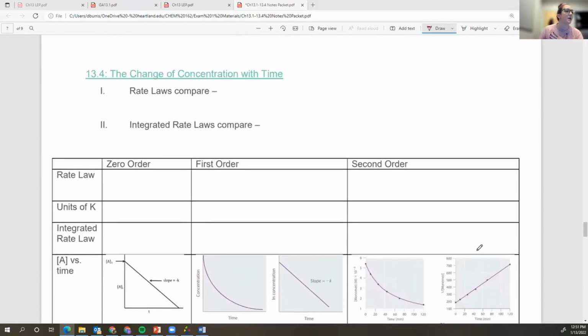On to the last part, which is the change of concentration with time. So we've been talking about rate laws, and rate laws compare how the rate changes when you have different concentrations. So this compares the rate and concentration. Now, a lot of the time, I want to know how long a reaction is going to take or how much is going to be left over a certain amount of time. And for that, we use what's called the integrated rate law.